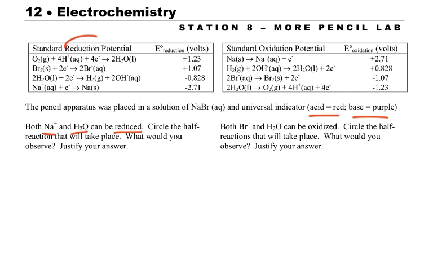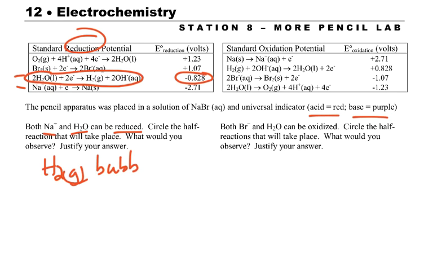So we're looking at the reduction chart. We have sodium and we have water. Who is really going to change? It's going to be whichever one has the higher potential. So it certainly is going to be the water. Water is much higher than sodium. Justify your answer. So what would you observe? You would observe hydrogen gas bubbles. You wouldn't know they're hydrogen gas, but you would observe bubbles.